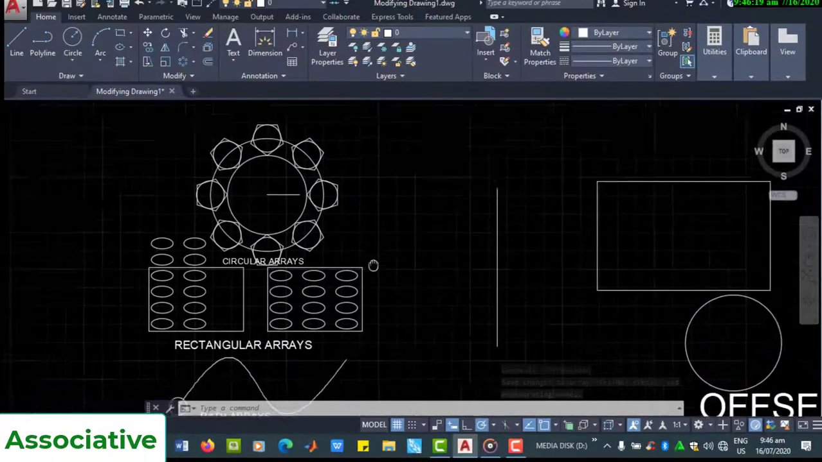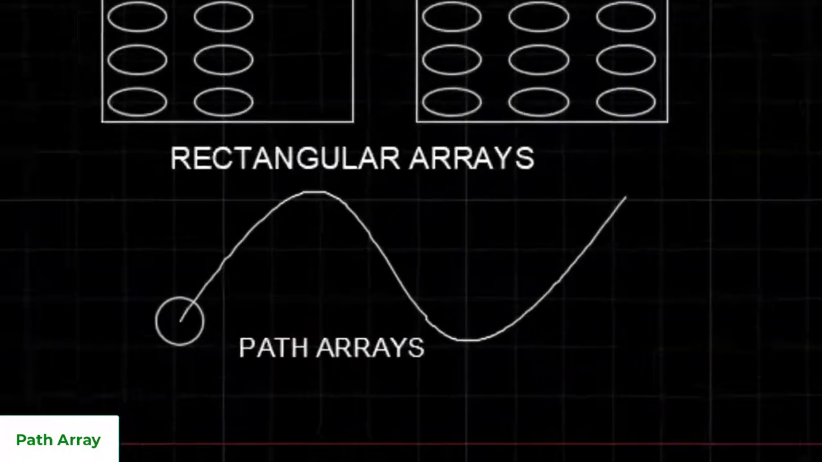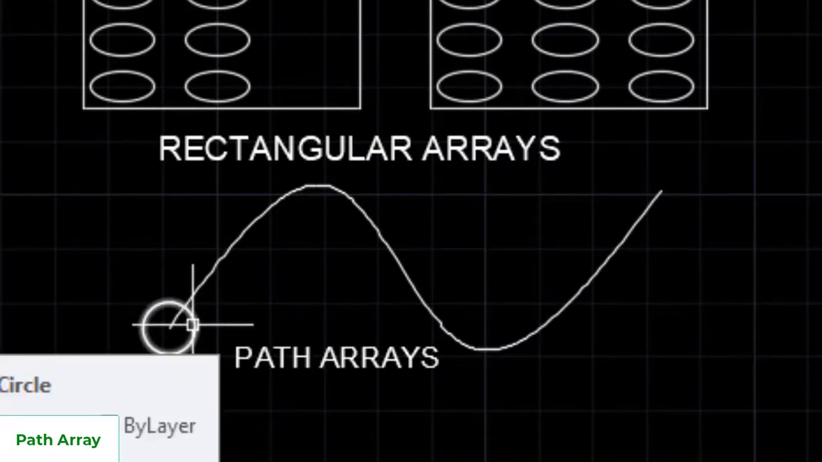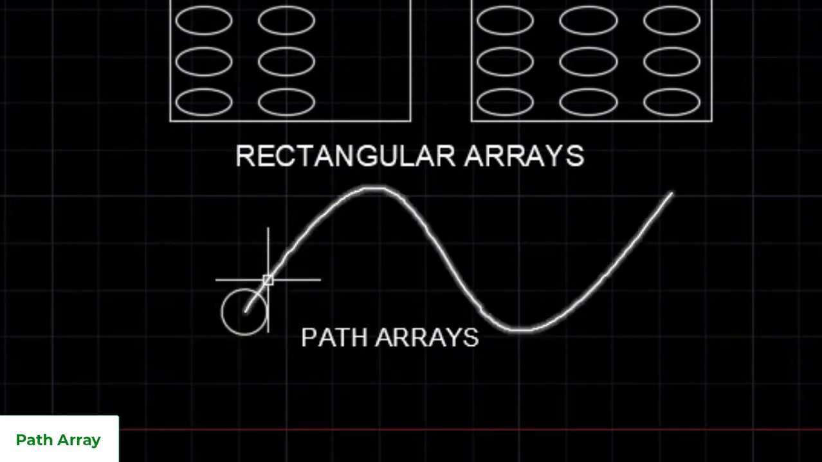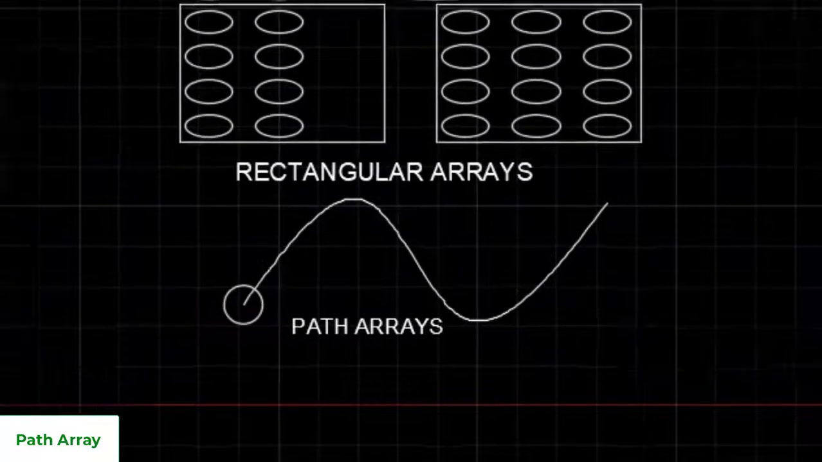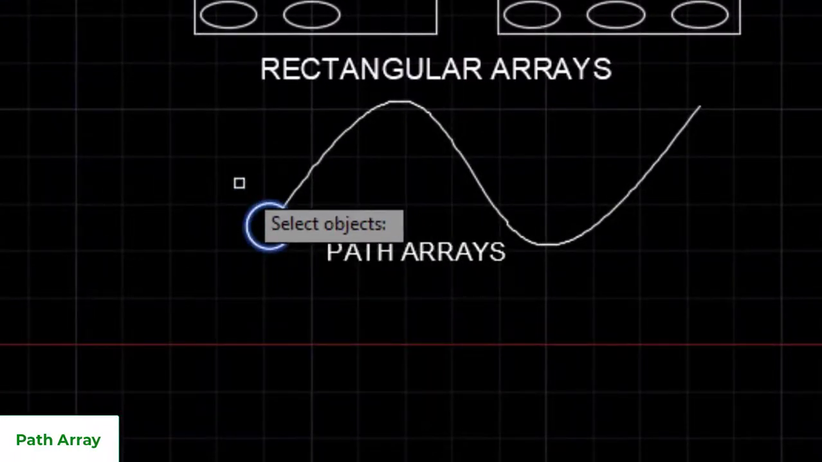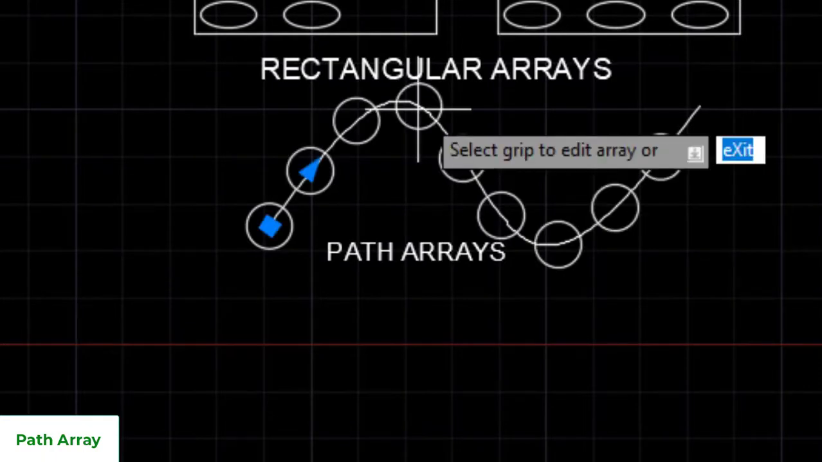The next type of array is going to be the path array. The path array will help you draw a pattern of objects along a particular path like this. If I want to draw these circles, if I want to trace it along this path, I will use the path array. So if I select the object I want to put in the array, press enter, then I'll be asked to select the path curve. Then you see what it did.